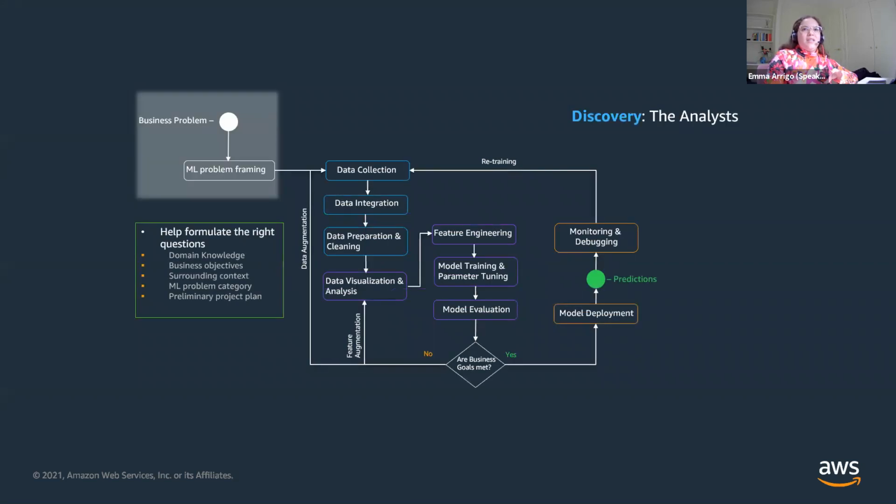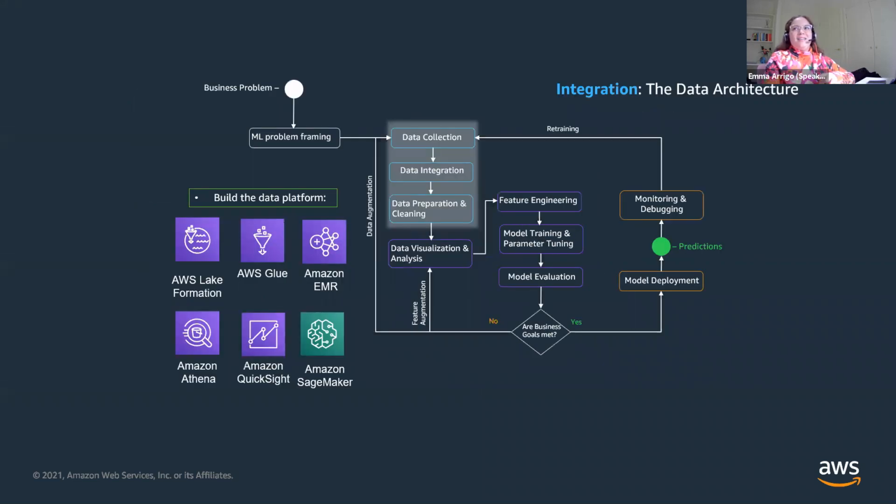And just a bit for the roles. In this discovery phase, the data analysts bring domain knowledge, understanding the business objectives to help formulate the right questions to solve. You need to have a good understanding of that problem to be able to design the solution. And then the data architect builds this data platform of data collection and preparation and creates a workflow for that. So here are just some AWS services. If unfamiliar, all that we need to worry about really is SageMaker, which we're going to be focusing on today.